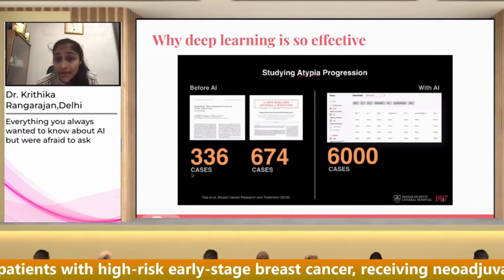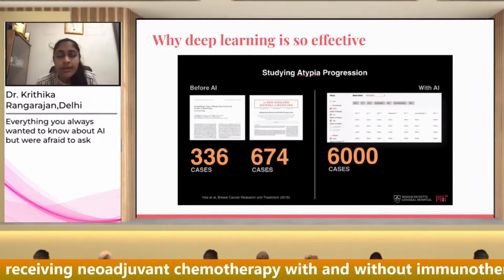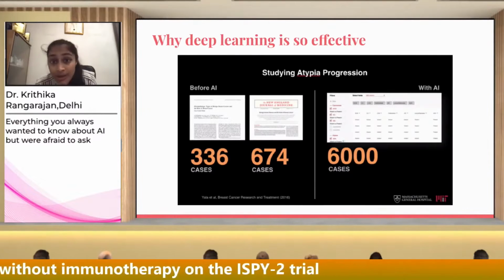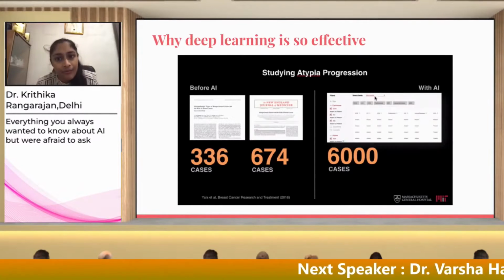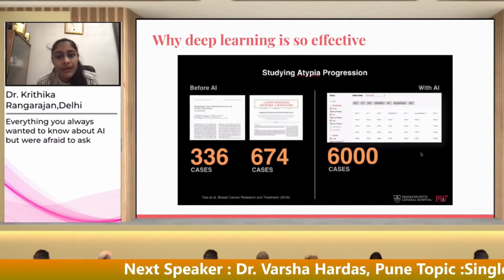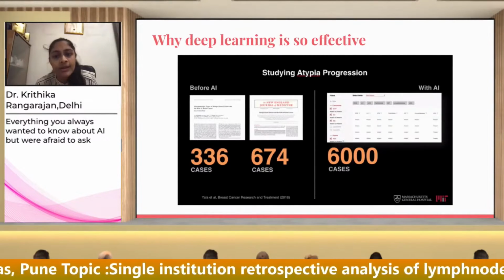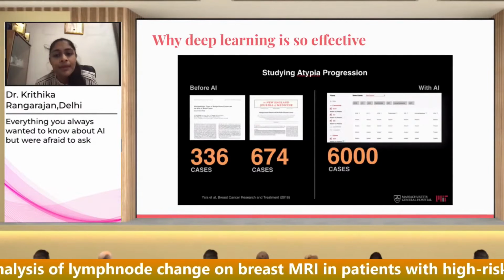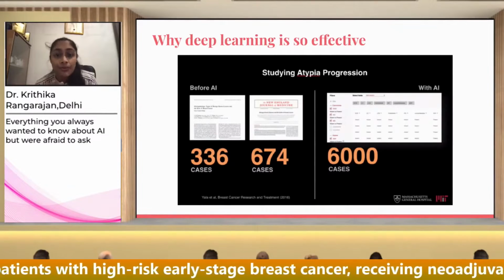And the number of cases they saw were about 336 in the first case and 674 in the second case. So like you can see, even though atypia is as common as it is, the number of cases they were able to churn out and study was a fairly small number. With AI, however, AI gives us the ability to really analyze a much larger subset of cases. It's easy to construct a data set with about 6,000 cases, because now you don't have to manually go over each report to find the atypia.